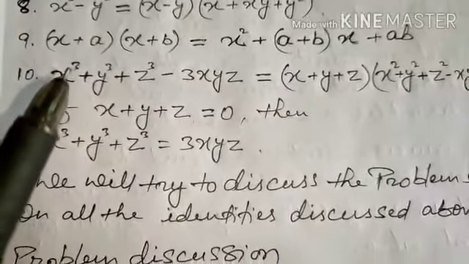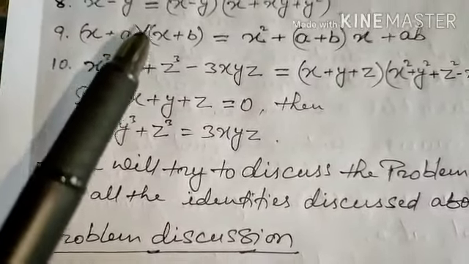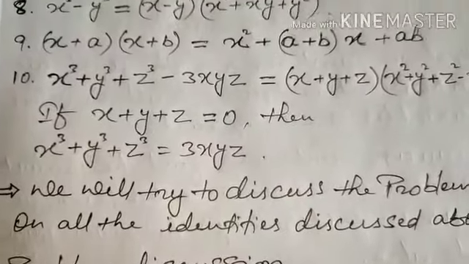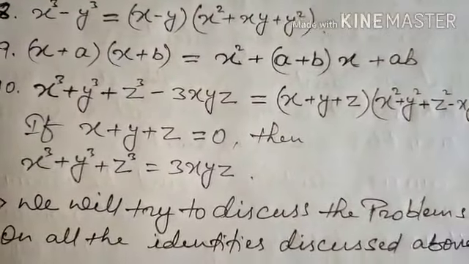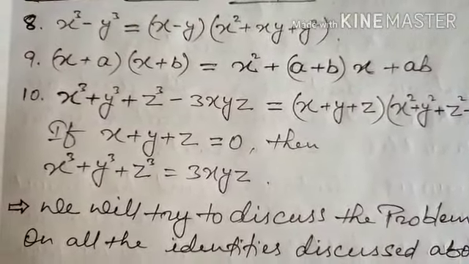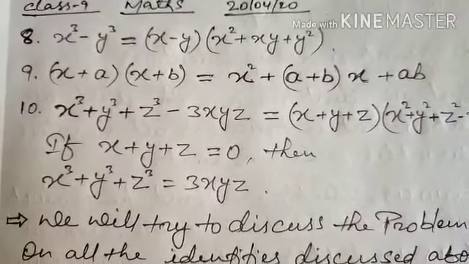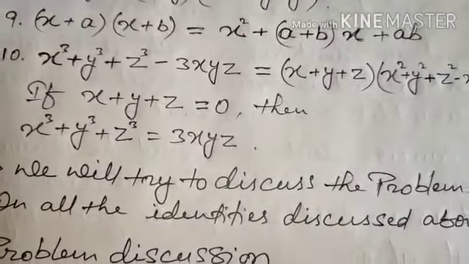Moving on, firstly (x + a) into (x + b). This identity you have already studied in class 8. x square plus (a + b)x plus ab. Now moving on, this is the last one.